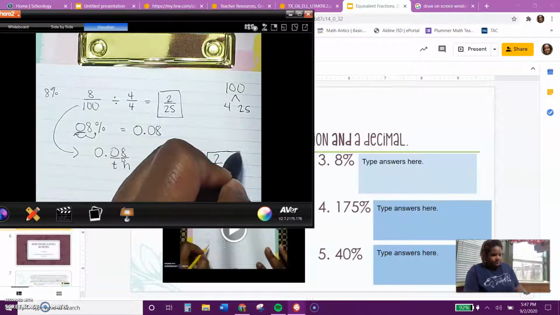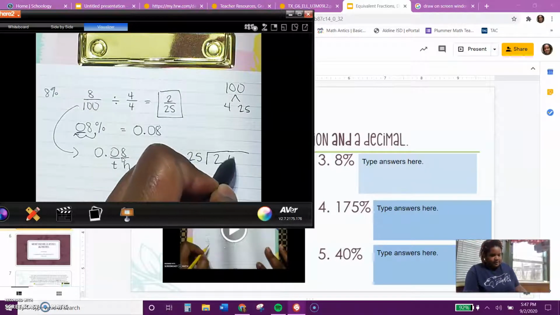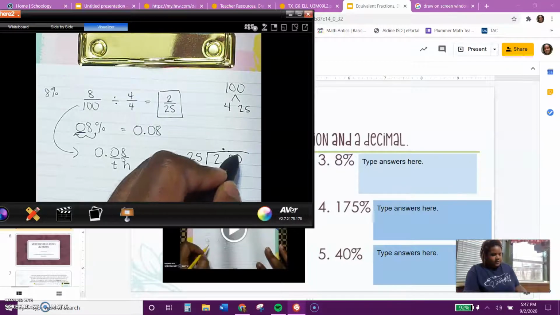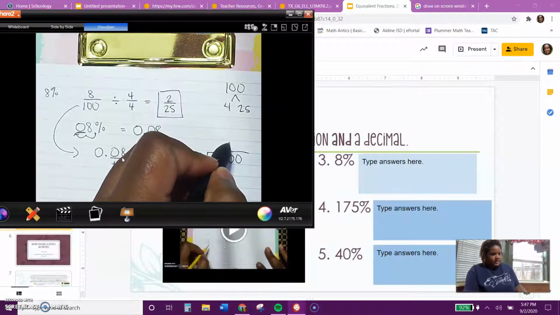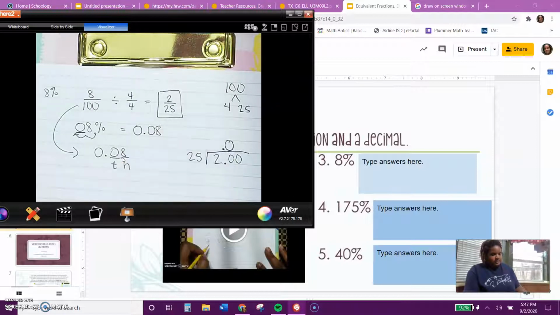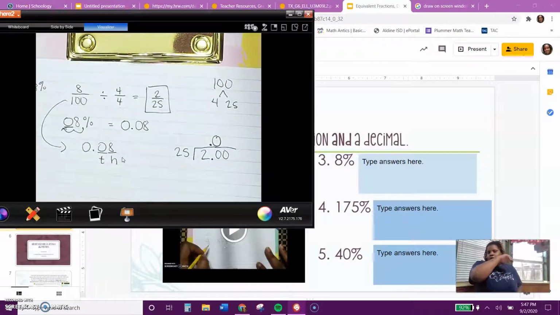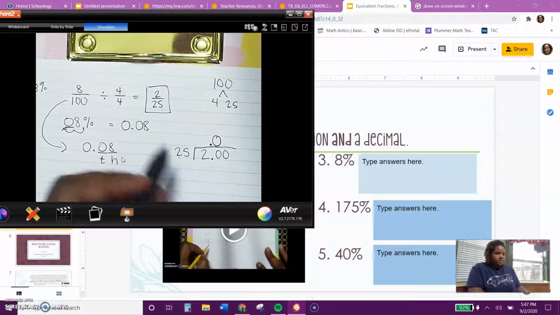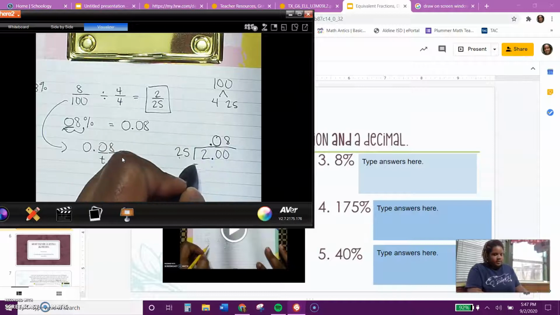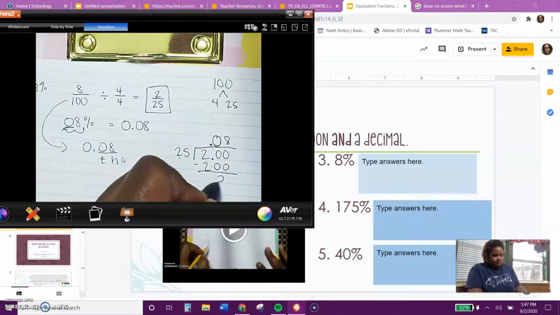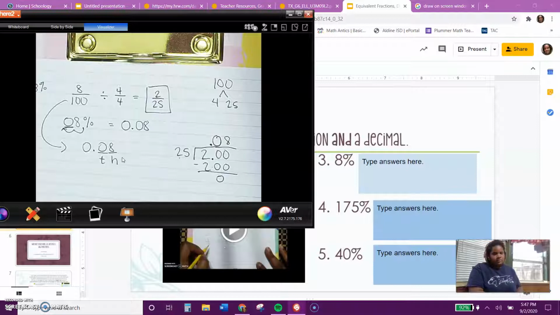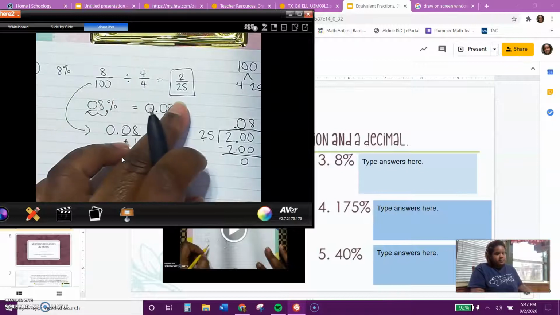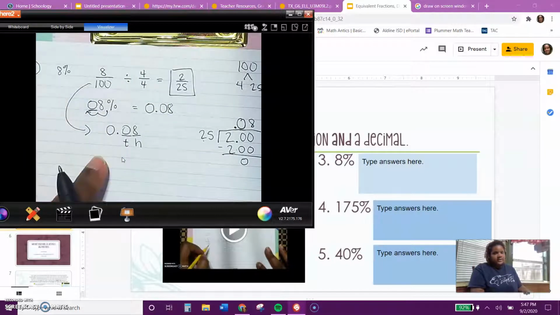And if you wanted to, you could have divided 2 divided by 25. 25 can't go into 2, so add a decimal and a 0. 25 also can't go into 20, so you have to add another 0. So do you have to add a decimal, a 0 here? Yes. Okay. How many times can 25 go into 200? Well, 8 quarters makes $2. So that's how you write a percent as a fraction and how to write a percent as a decimal.